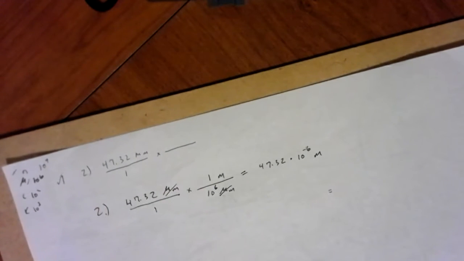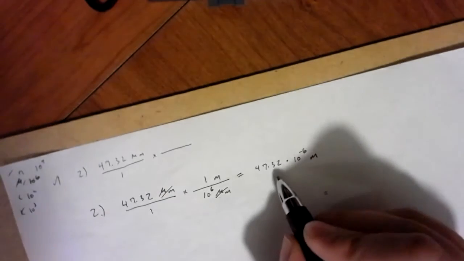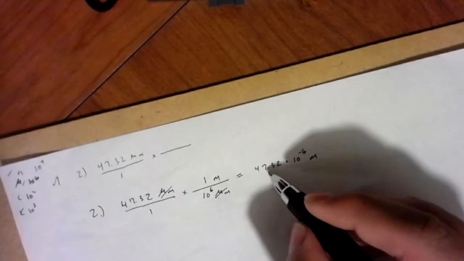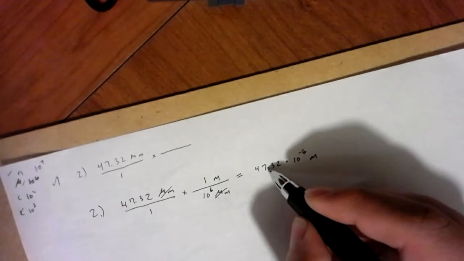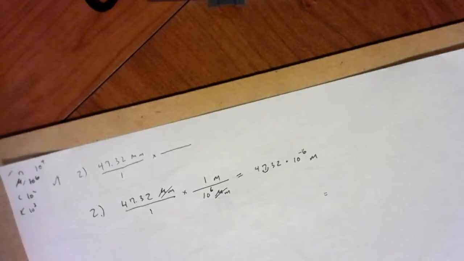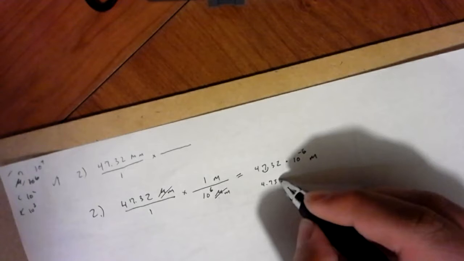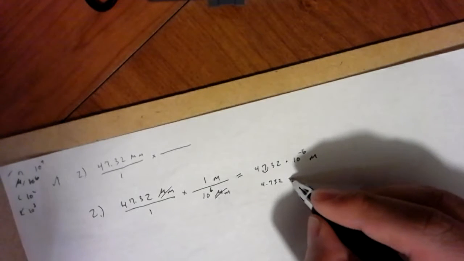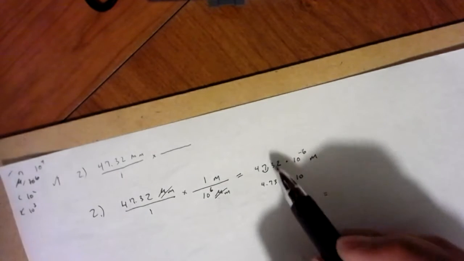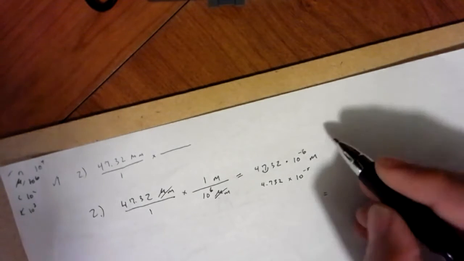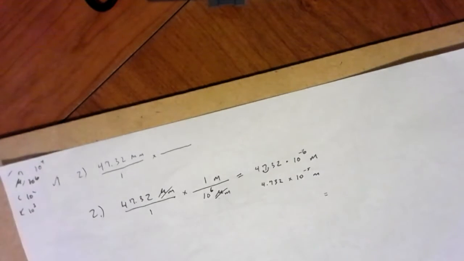Okay? And then, of course, we want to put this in proper scientific notation, right? So I'm going to go ahead and move this decimal. It's going to go to the left 1 spot. So that's going to now be 4.732, and then times 10. Now be careful here, I'm moving from right to left, so that turns into negative 5. And then this is in meters.